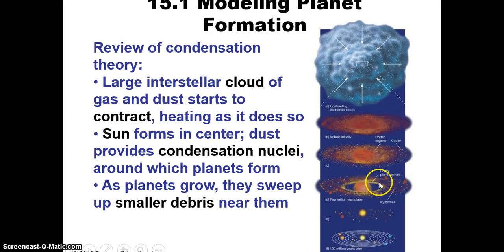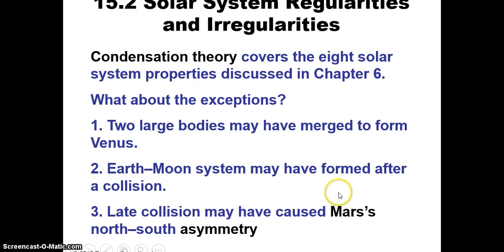The close by the star tends to be rocky worlds, at least when you look at our solar system, rocky worlds, and then the Jovian planets are further out. All right. So the condensation theory covers these different properties that we talked about in Chapter 6.